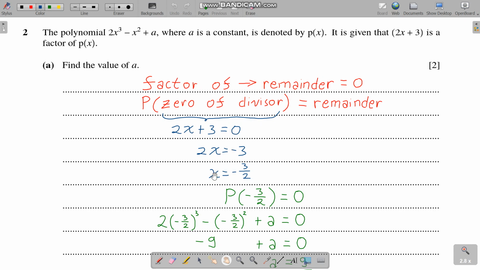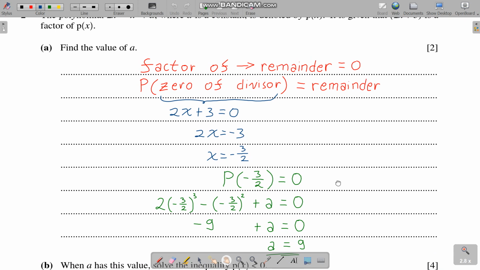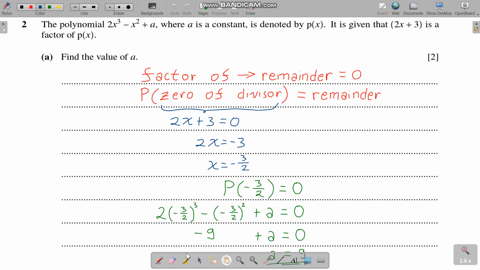So we have the 0 of the divisor, minus 3 over 2. So p of minus 3 over 2 equals the remainder, which is 0 because it's a factor. So we replace the x in the polynomial with minus 3 over 2. So this x and this x, we replace it with minus 3 over 2. So we use a calculator. Here we get minus 9. Therefore a is 9.